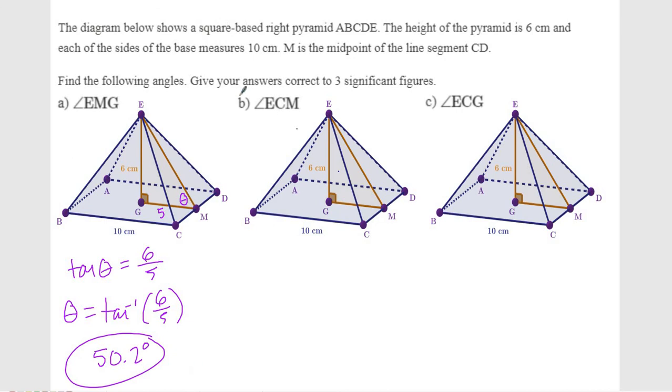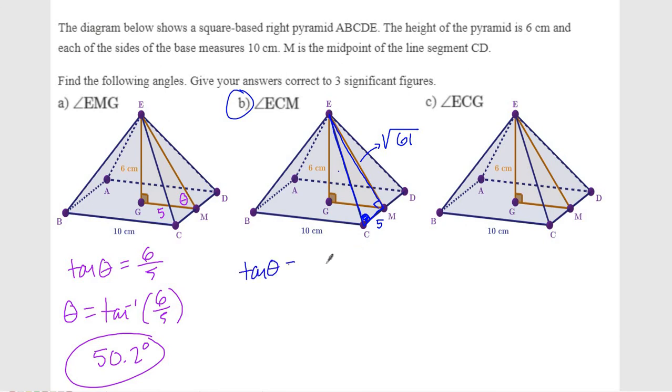Okay, so for part B, we're going to find angle ECM. So angle CEM is right here. So this is the angle. So try to envision, it's on the face, the lateral face of my pyramid. So here we know this distance is 5, and we want to find that slant height. So think about what we had here. We had 6 and 5, so we use the Pythagorean theorem, and this should get us the square root of 36 plus 25. So that should get us the square root of 61. So this is our right angle.